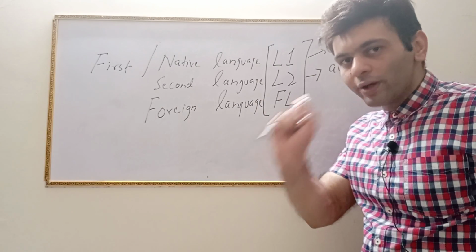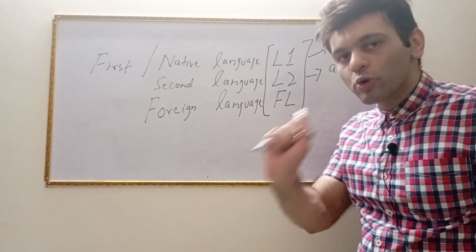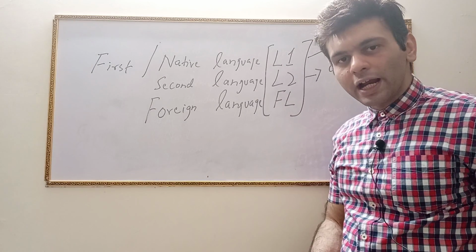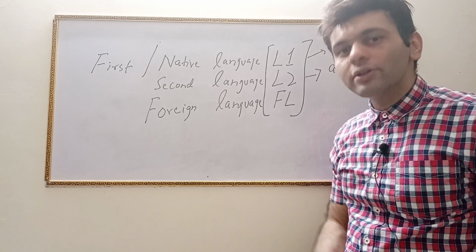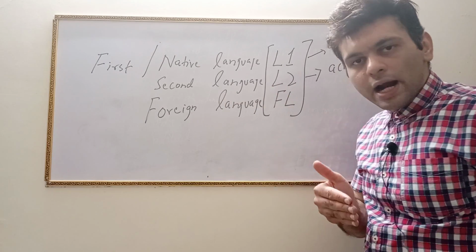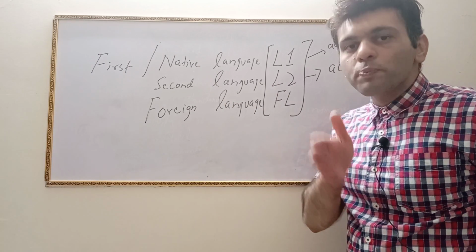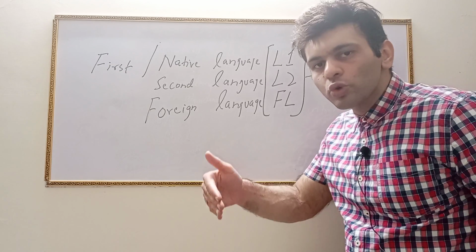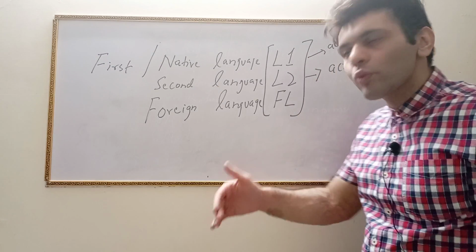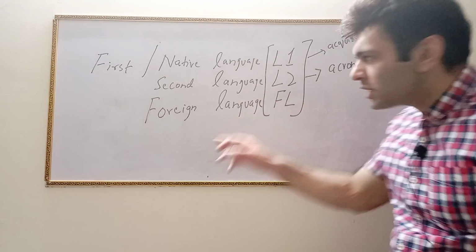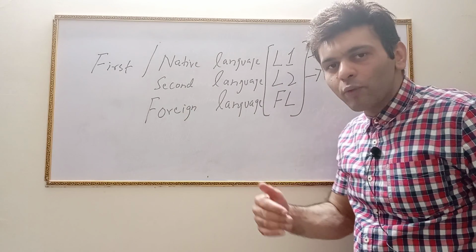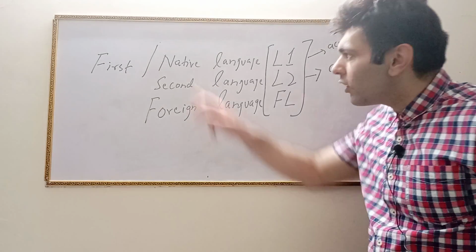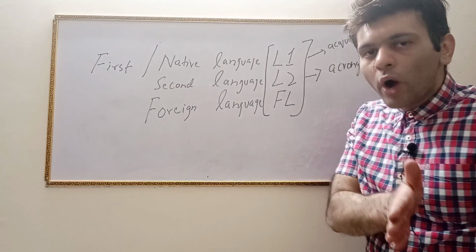Our first language, L1, is always acquired. Number two, second language. In the case of second language, you never acquire it, rather you learn it. And it is also proven experimentally that you follow the same route which is followed in the acquisition of L1. So you learn the second language on the same pattern that you have been using for acquiring L1.